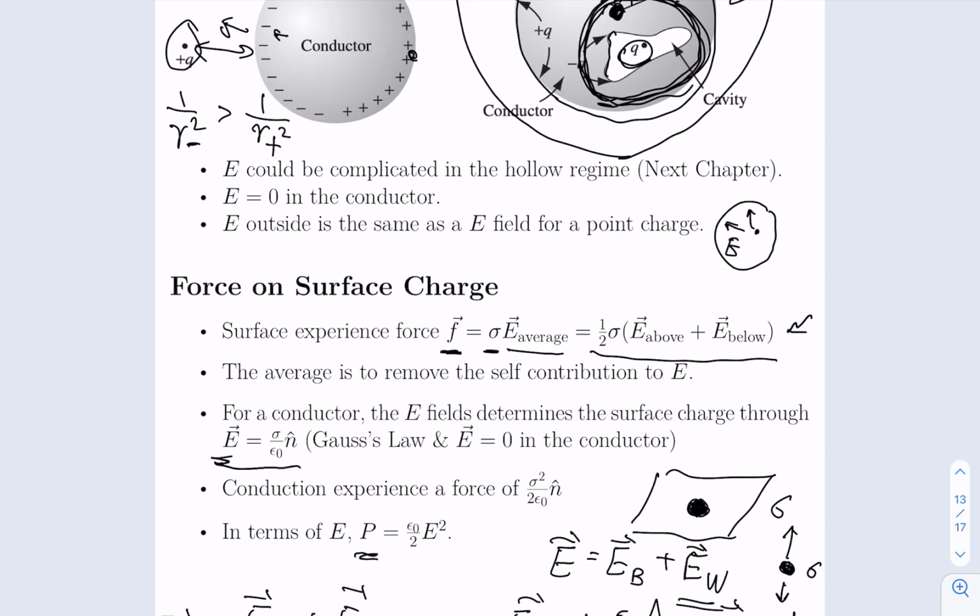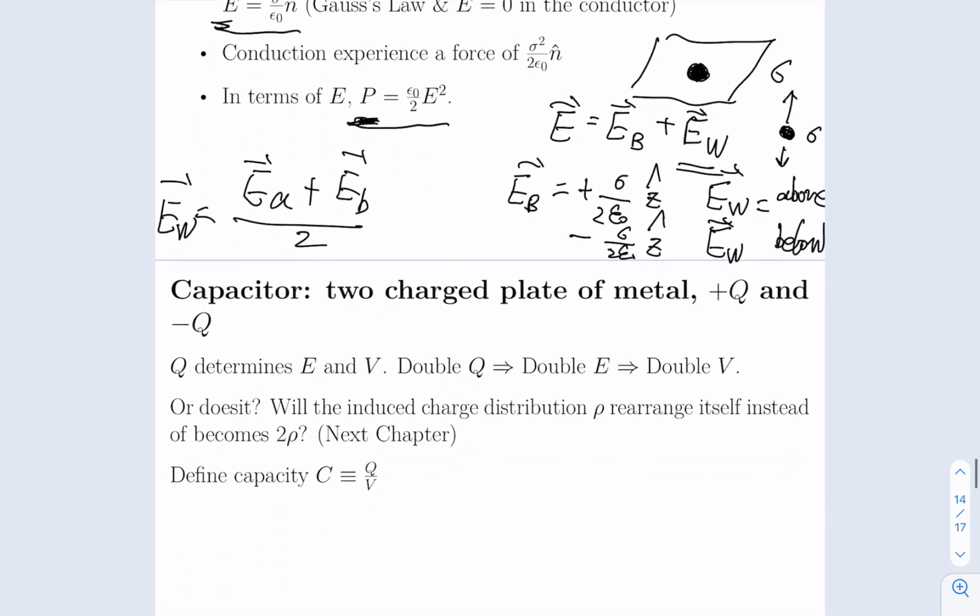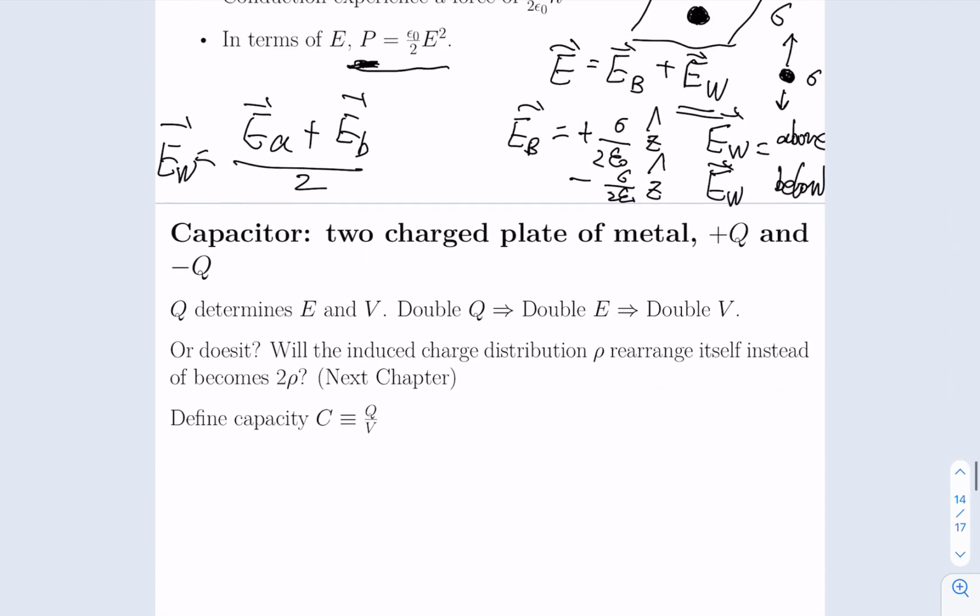So this pressure is proportional to the E field squared of a conductor, and you may be able to apply this to one of the homework problems, but you don't have to.